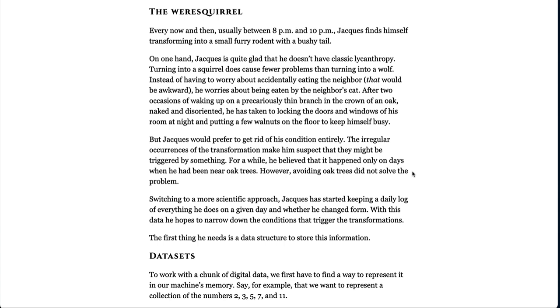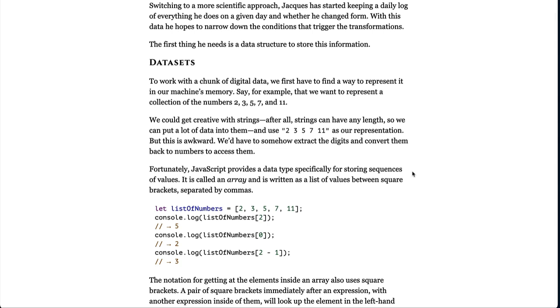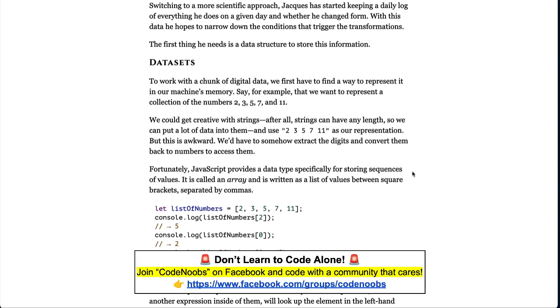The irregular occurrences of the transformation make him suspect they might be triggered by something. For a while he believed it happened only on days when he had been near oak trees. However, avoiding oak trees did not solve the problem. Switching to a more scientific approach, Jacques started keeping a daily log of everything he does on a given day, and whether he changed form. With this data he hopes to narrow down the conditions that trigger the transformations. The first thing he needs is a data structure to store this information.